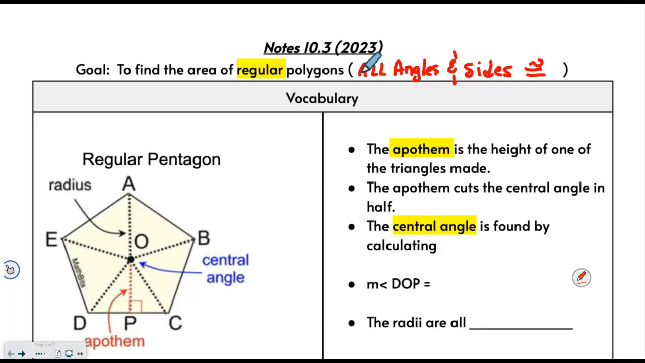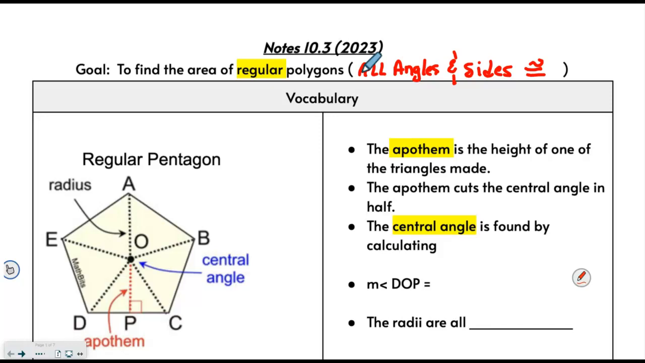So we're going to be finding the area of regular polygons, but there's some vocabulary we need to cover with this first. And in class, if you were absent, we did use highlighters, and we were highlighting things because it's very helpful when you're learning new stuff to highlight stuff that's new. So a new word for us is called an apothem.